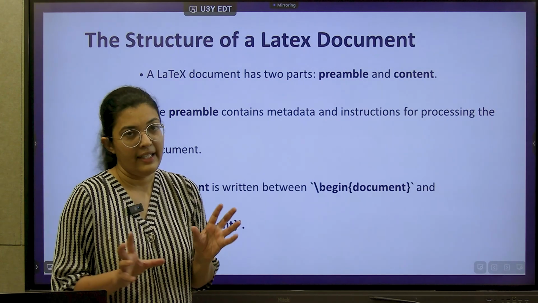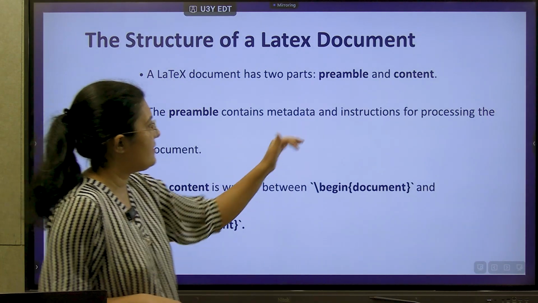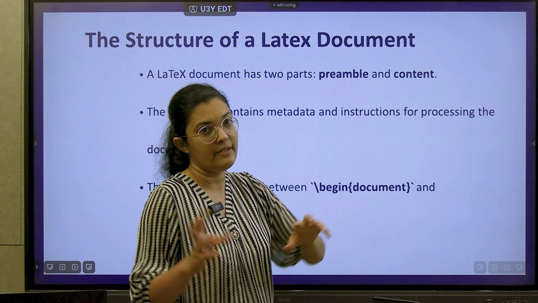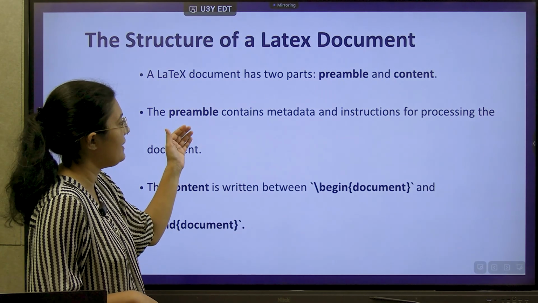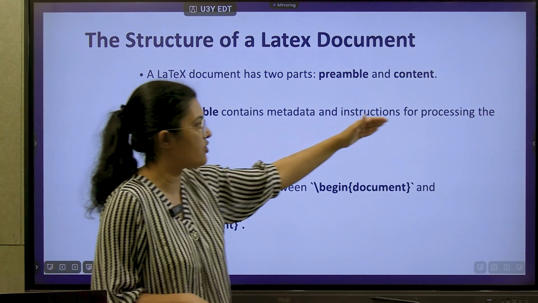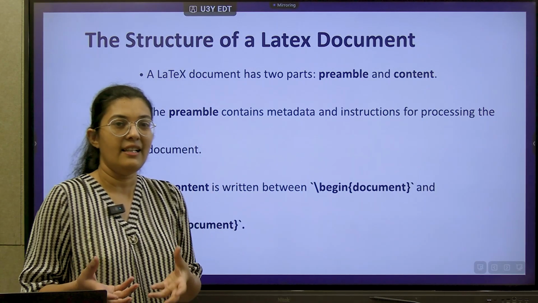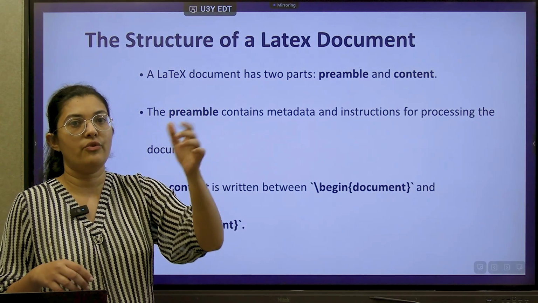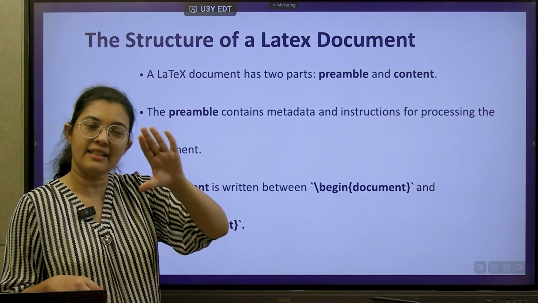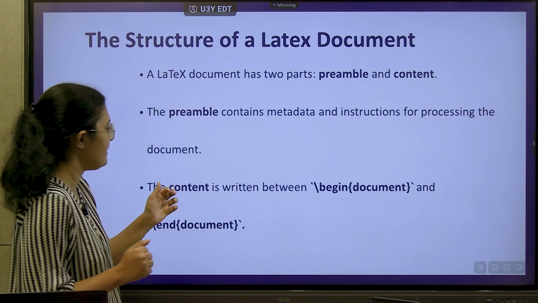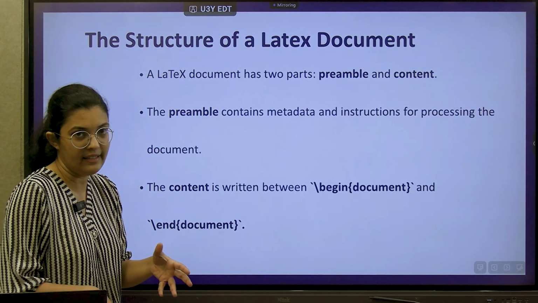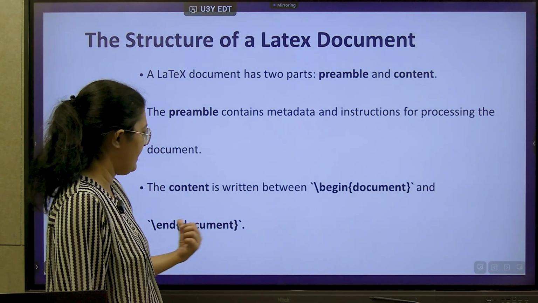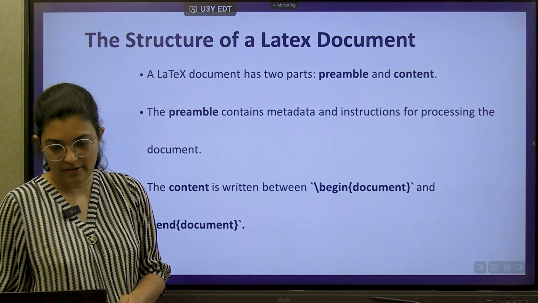Basically, a document is divided into two parts, right? The first part is known as the preamble and the second part is known as the content. The preamble contains metadata or instructions for processing. We can say it gives the general introduction of what this document is about. We can say the heading part as well. And the second is the content, which holds the original content, right? That starts with the begin and ends with the end of the document.